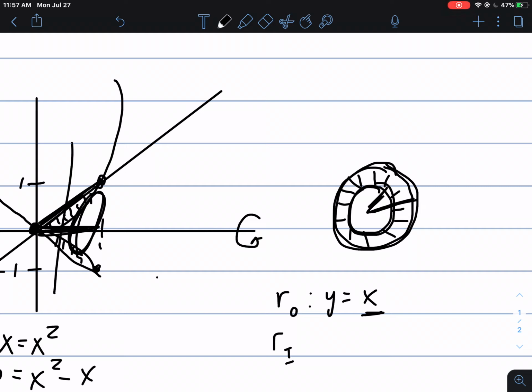The inner radius comes from the other curve, which is x squared. So my inner radius comes from this curve. Here's my inner radius, x squared. Again, I'm integrating horizontally. So I'm measuring the radius vertically, right? It's a y value. But since I'm integrating horizontally, I need it in terms of x.